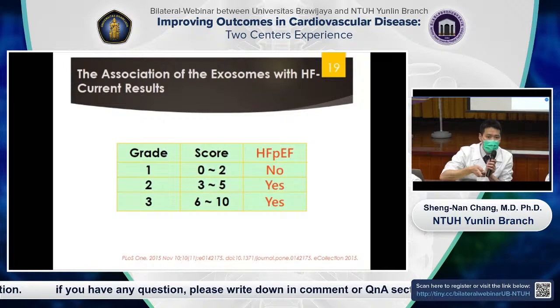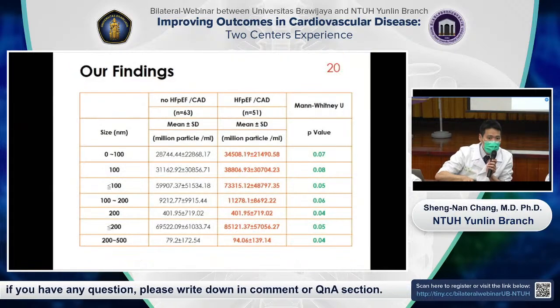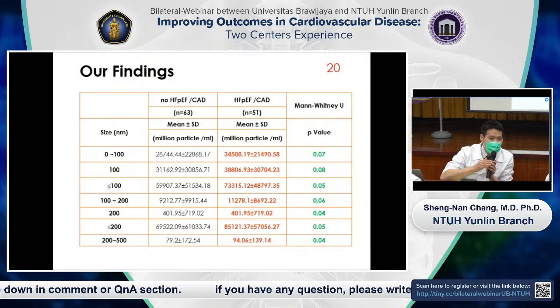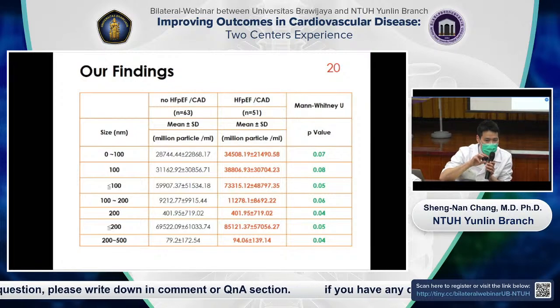We use our score system to make a diagnosis of diastolic heart failure in the coronary artery disease patients. You can see that in patients with coronary artery disease who also have preserved ejection fraction heart failure, the amount of exosome is much larger than in patients without heart failure. So from the difference in amount, something inside the exosome may be very important for coronary artery disease and also for heart failure.